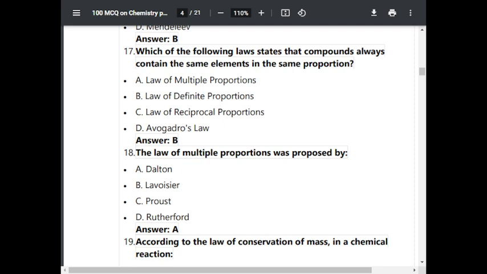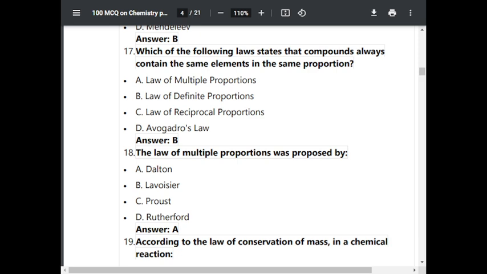Law of definite proportion: a compound always contains the same elements in the same proportion. The option B is correct.